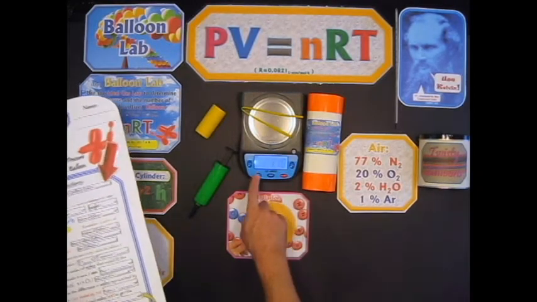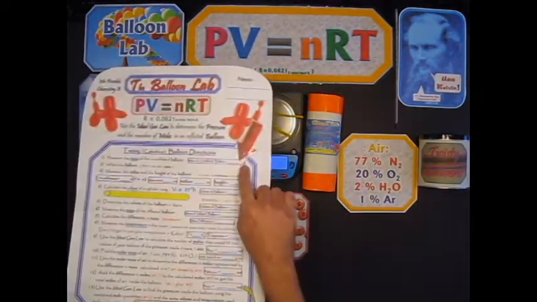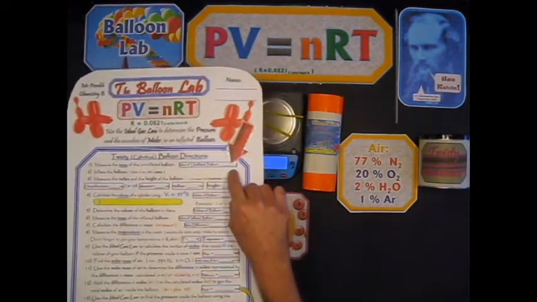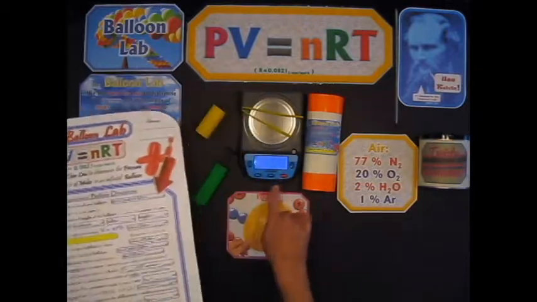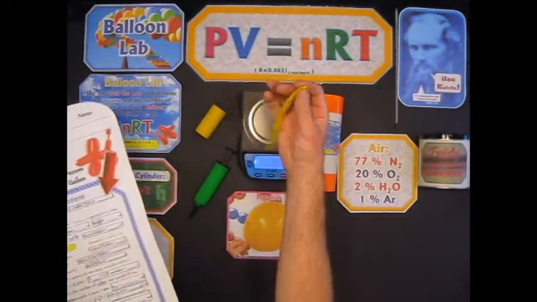1.18, and the unit is grams, of course. The units are sometimes on here, but don't forget what your unit is. Okay, also don't forget to write your name on it. And that's the mass we're starting with. So this is the uninflated balloon.